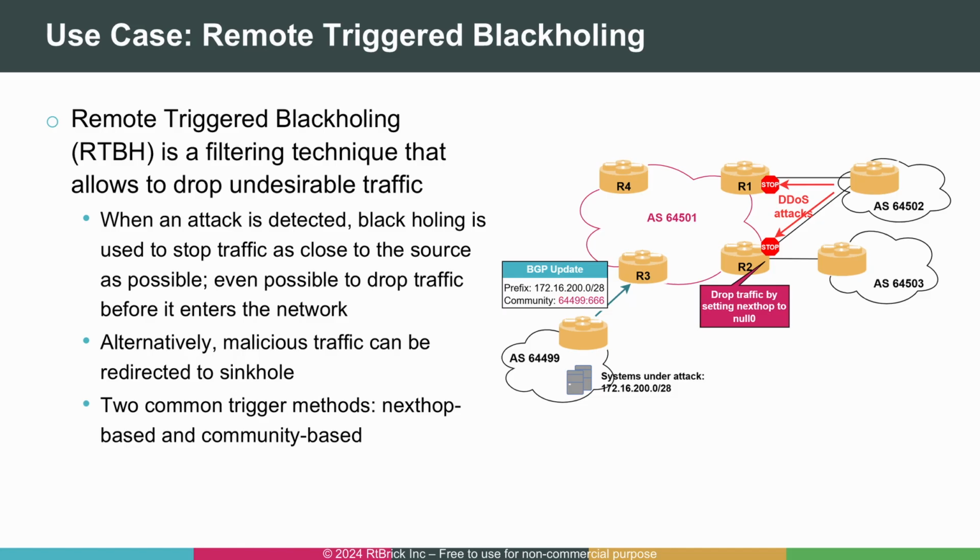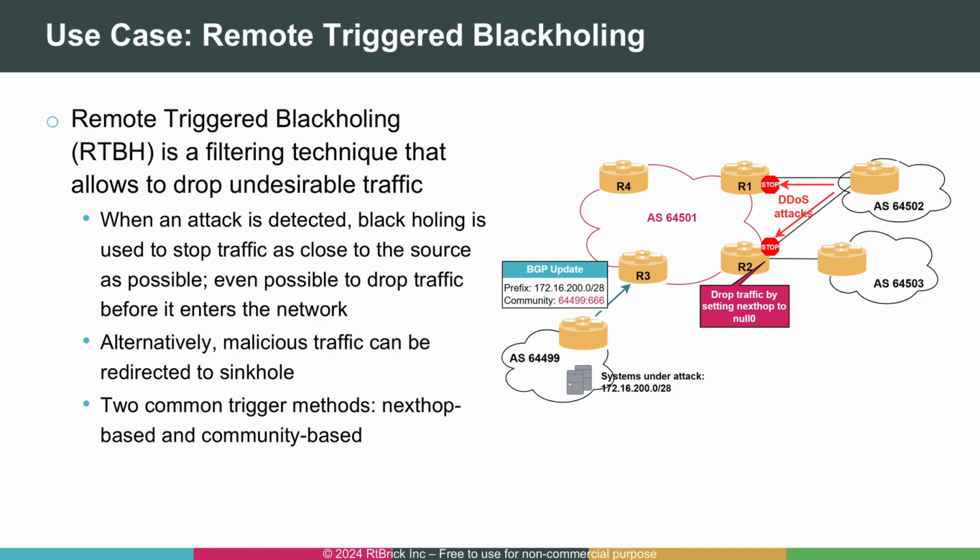There are two common ways an upstream provider can trigger blackholing. One is by setting a predefined next hop, which means forwarding traffic to a specific IP address where it will be dropped. The other is by attaching a predefined BGP community that tells the provider's routers to block the traffic.